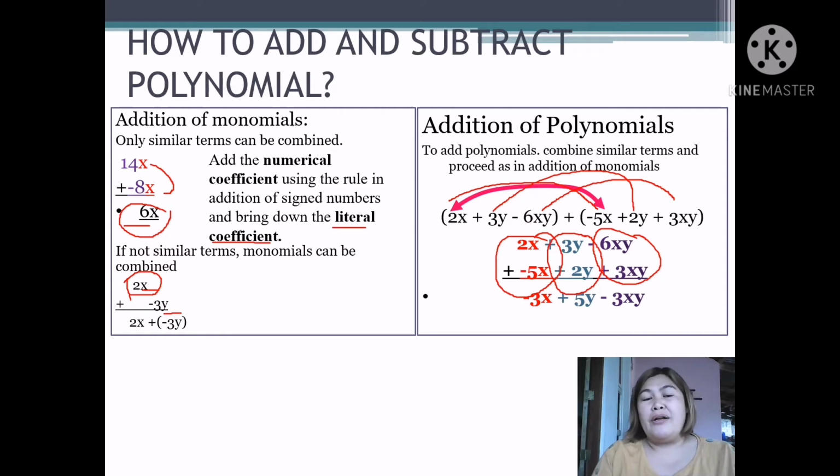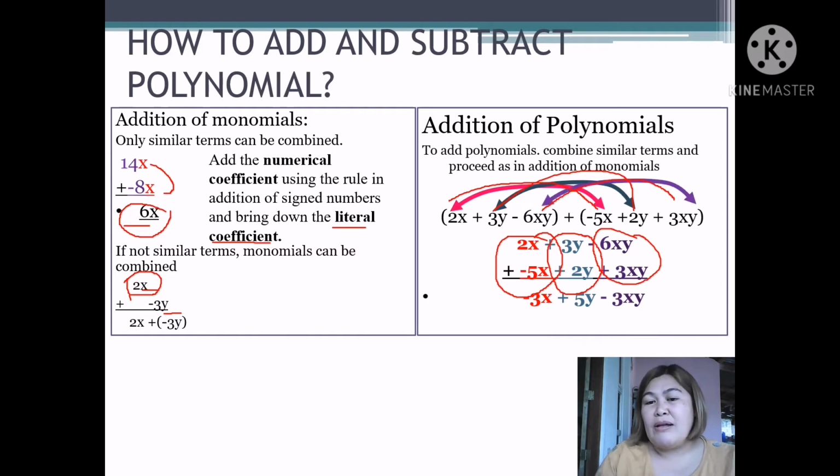What are the rules of adding monomials? The first one is to use the rule in adding signed numbers, and then just bring down the variable. Since 2 plus negative 5 have different signs, we will subtract, and 2 minus 5 is 3. Which is the higher value? Negative 5. So we get the sign of negative 5, which is negative. So the answer of 2x plus negative 5x is negative 3x.